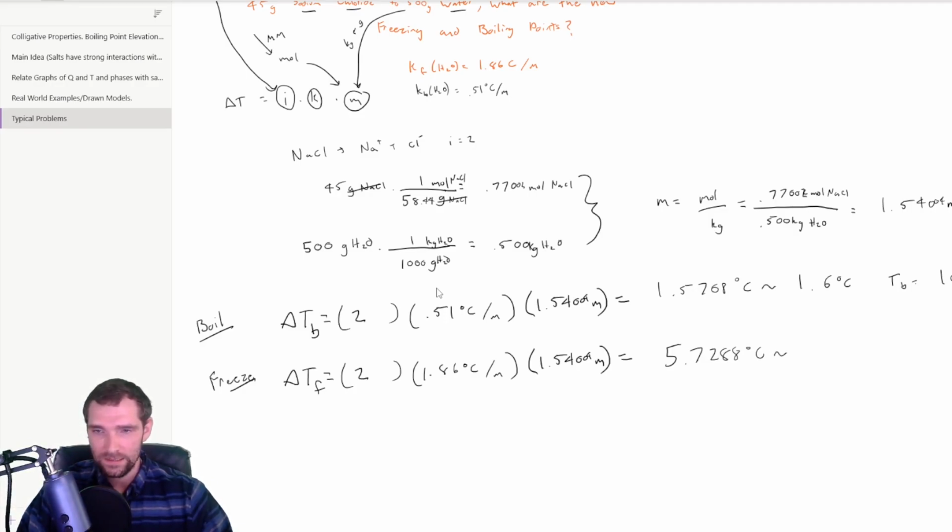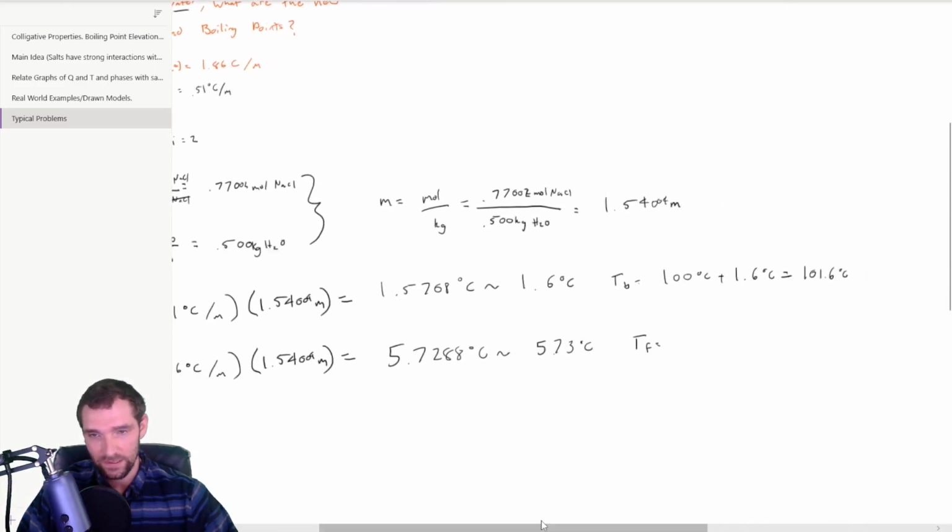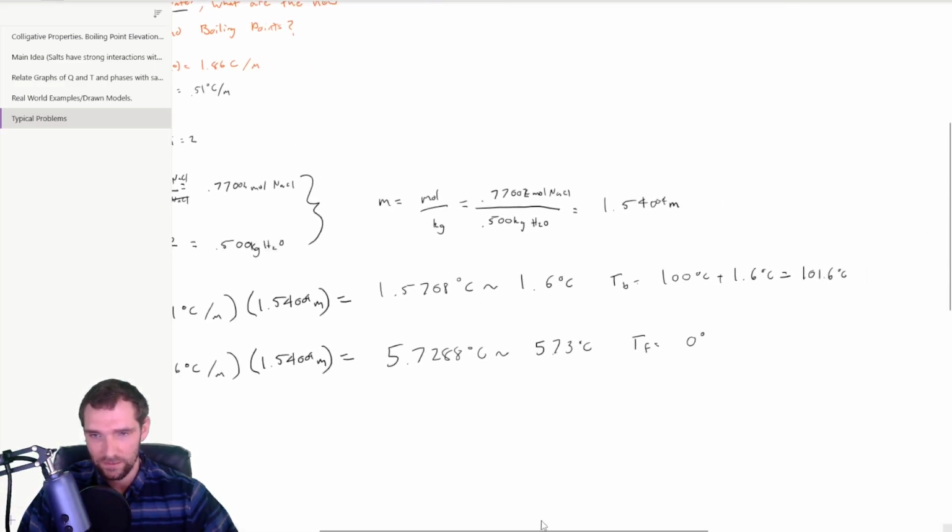We can say that we simplify that, and it looks like it's going to get simplified to 3 sig figs: 5.73 degrees Celsius. That's the change in freezing point. So the new temperature is going to be relative to 0 degrees Celsius because we're talking about water. And you usually are talking about water with this, water and salt. Okay, and so the freezing point should go down.